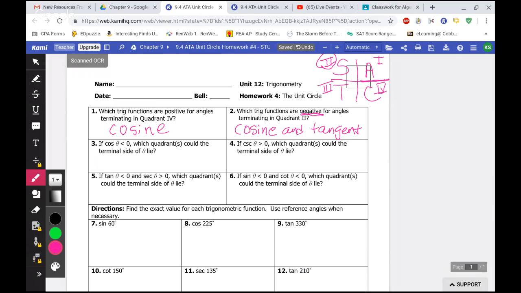On number 3, if cosine is less than 0, which quadrants could the terminal side of theta lie in? So that means it's going to be negative. So we're looking for where cosine is negative. It's positive in quadrant 1. It's positive in quadrant 4. So the only place that it could be negative is quadrant 2 and quadrant 3.